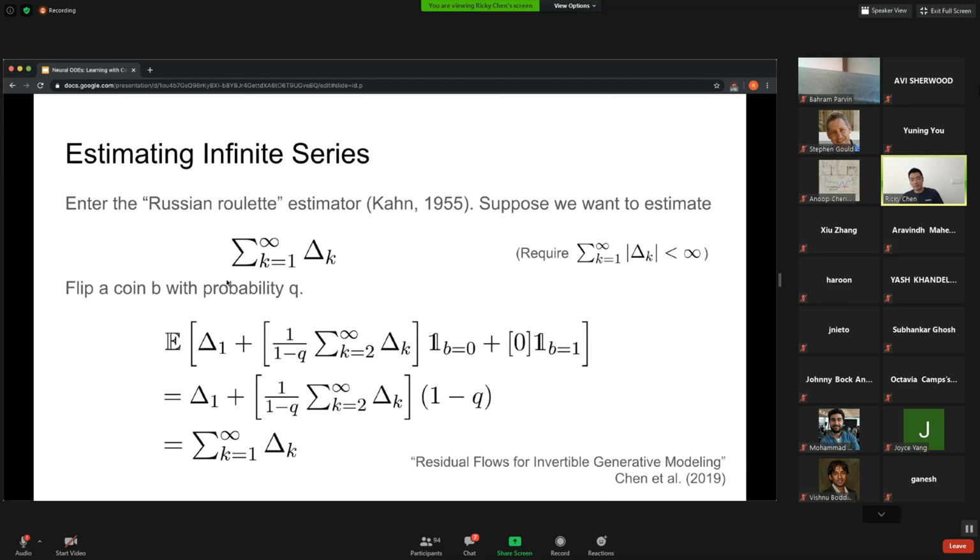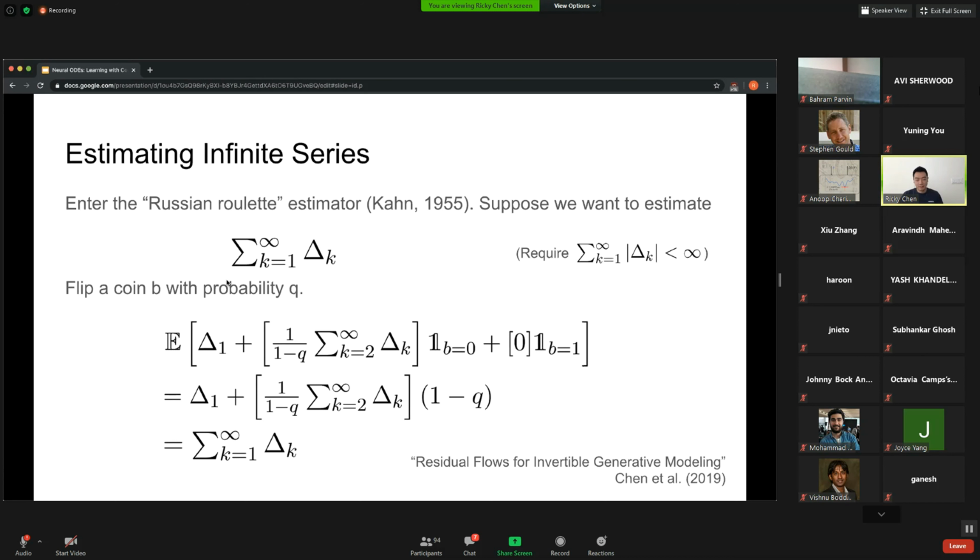Okay, so we'll estimate this infinite series, delta k, one term at a time. Suppose we always estimate the first term, and then we flip a coin with probability q, and if it's heads, interpret it as a success or the value 1, we'll stop evaluating any more terms. Otherwise, we just keep evaluating. But if we continue, then we need to upweight the remaining terms, an infinite number of terms, by a factor of 1 over 1 minus q. This is essentially because when we take the expectation, this reweighting cancels out with the probability of the outcome. And the result is just a very simple unbiased estimator.